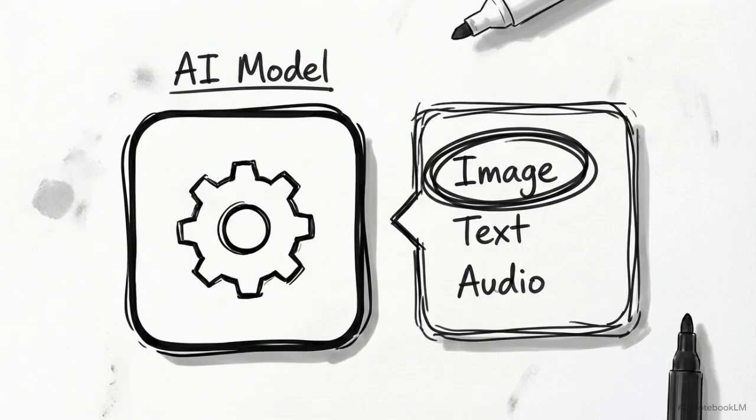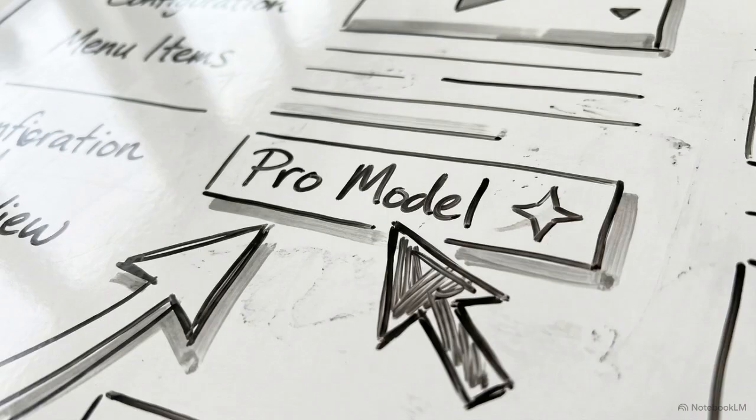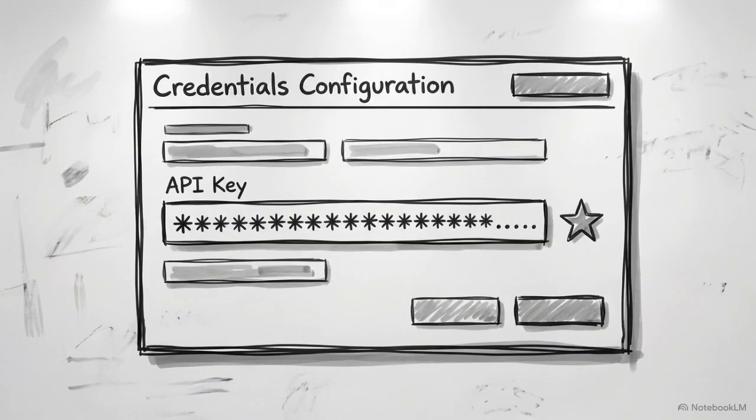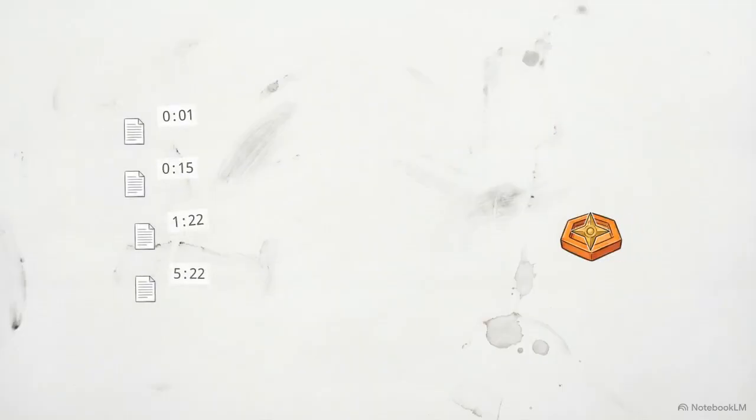Add a new node for Google Gemini. Set the resource to image, the operation to generate an image, and select the Gemini 3 Pro model from the dropdown. To authorize this node, create a new credential and paste in the free API key you generated from your Google AI Studio account. A raw YouTube transcript is packed with numerical timestamps. Feeding this into an image prompt confuses the AI.